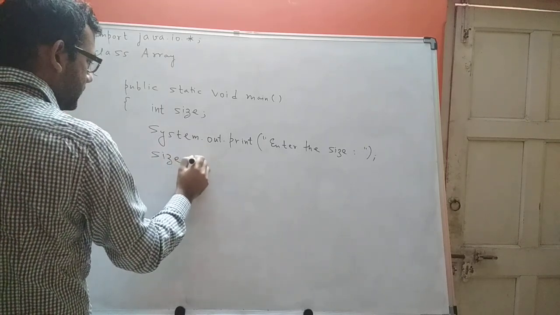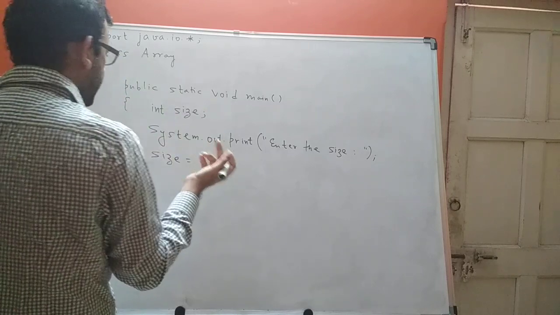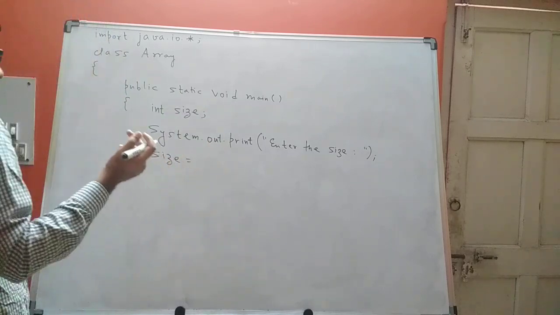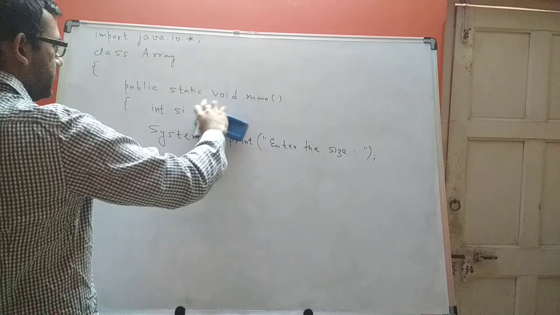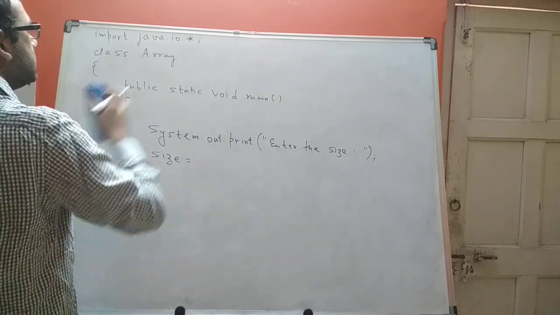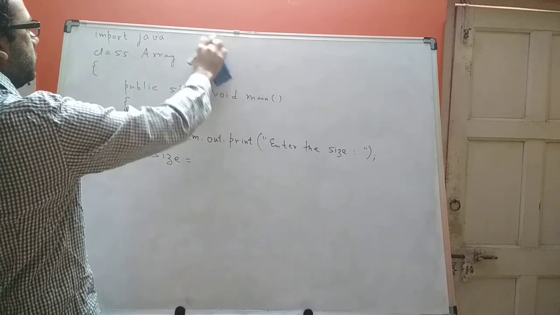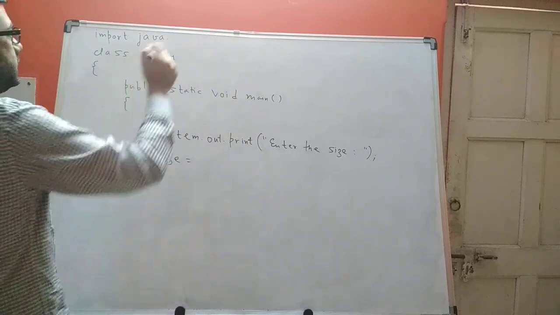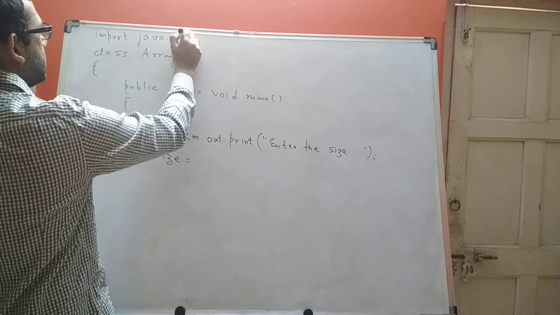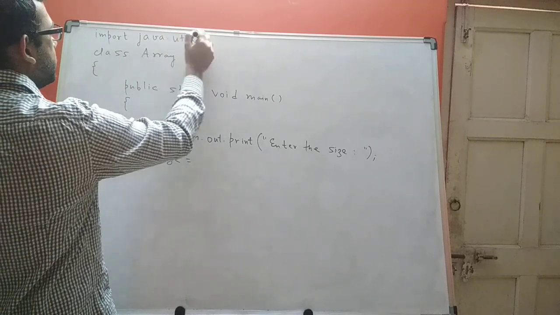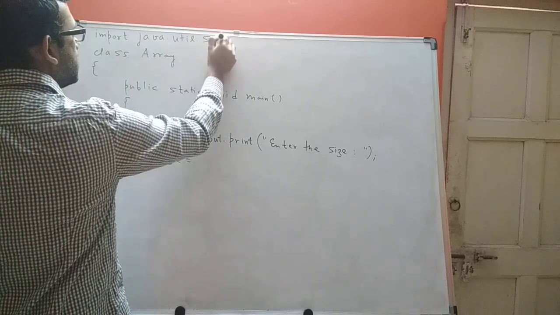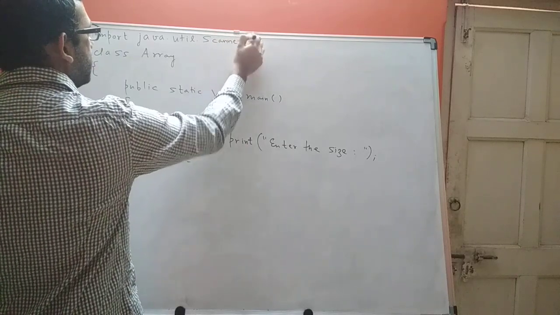So I would say size equal to, okay, I need to use my scanner. I just missed that. So what I'll do is let me define a scanner object and let me import. I don't need the IO package. I need the Scanner class. So I'll say import java.util.Scanner. Yeah, that would be good.